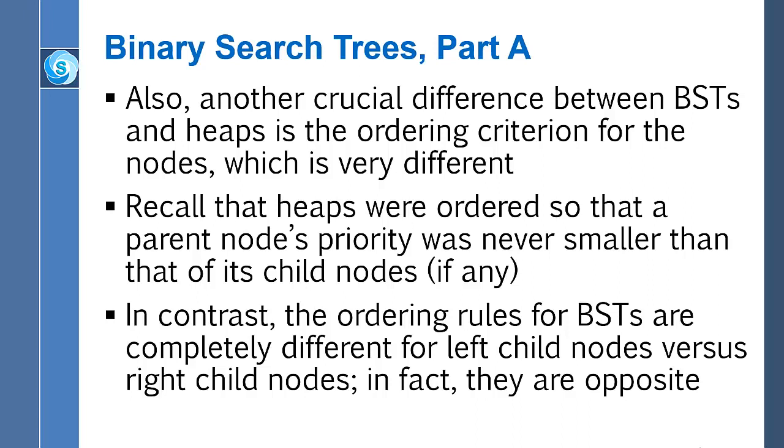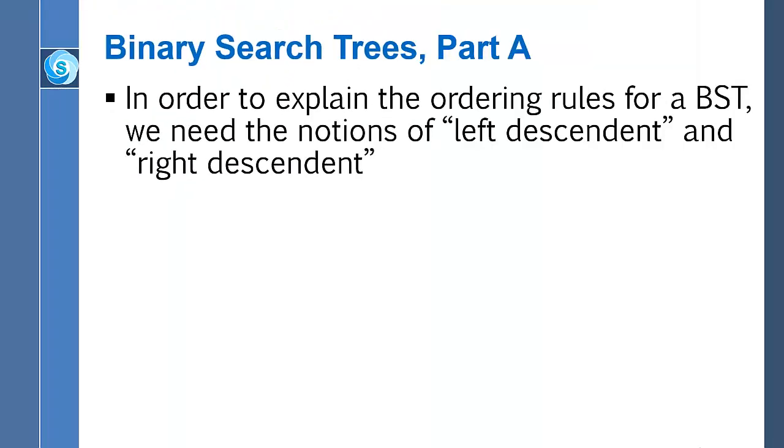Okay? The rules are very, very different for binary search trees. Okay? In fact, binary search trees treat left child nodes in a manner that's quite different than the way in which the right child nodes are treated. In fact, they're basically treated in the opposite way. In order to carefully explain how the rules work for ordering data in a binary search tree, it's really extremely helpful to have a notion of a left descendant and also a right descendant.